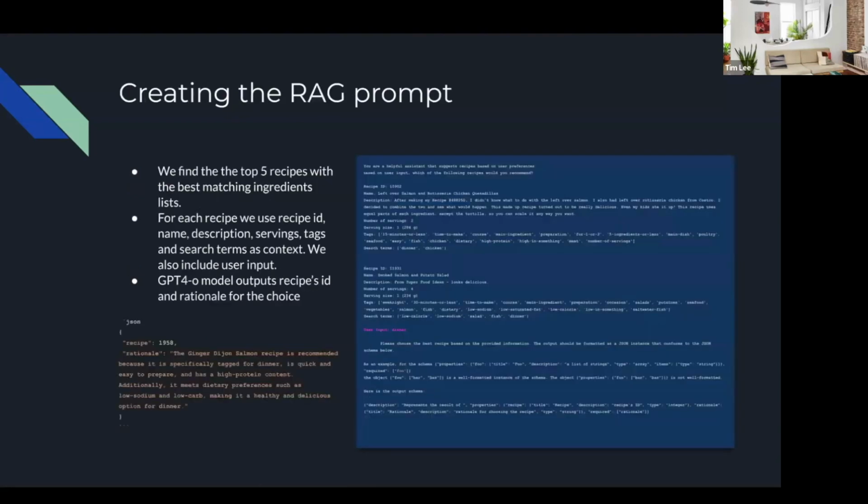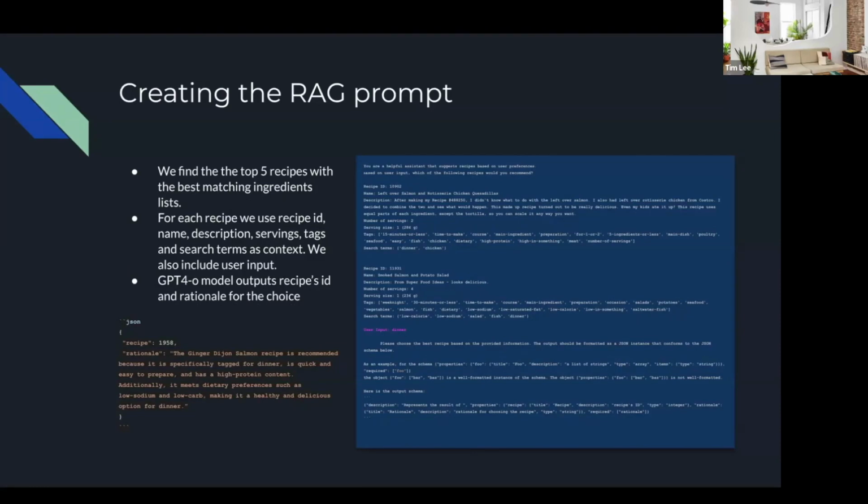And so then whenever we have an ingredient list, we would first go to our vector store and select the 5 top recipes that the ingredient list would match best.